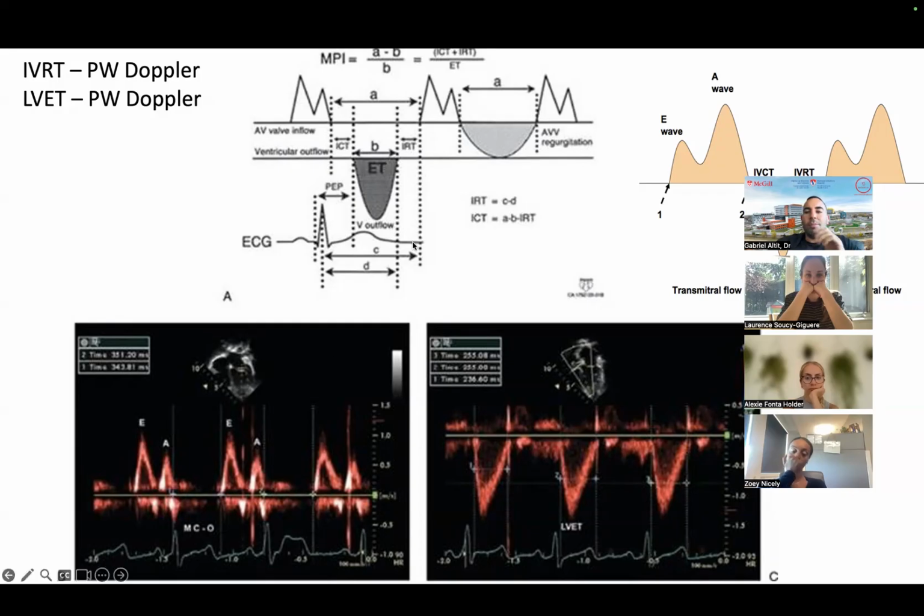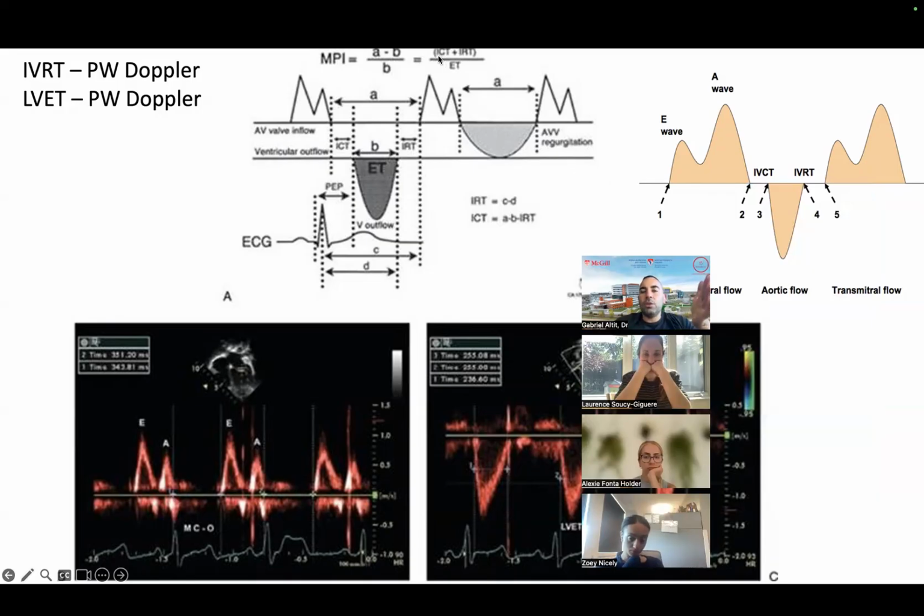So here, how you would measure your MPI is you want to include the time you spend in isovolumetric contraction, the time you spend in isovolumetric relaxation, and all of this you want to divide by the ejection time. Now, nowadays, it's mostly done using the TDI because you can get all of this information instantaneously by tissue Doppler, with a very high temporal resolution.